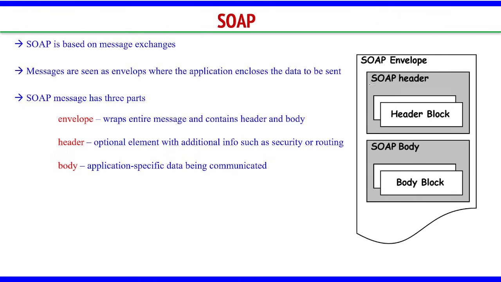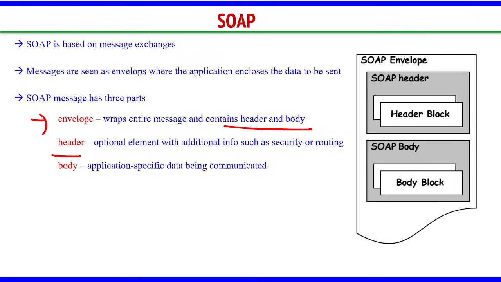In the same context we call it a SOAP envelope. It's a kind of wrapper or cover on top of the message, and inside there are 2 blocks. One is the header block, the other is the body. Messages are seen as envelopes where the application encloses the data to be sent. Whatever data I want to send is enclosed in an envelope. It has 3 parts. The envelope wraps the entire message, which contains the header and the body. Then the header is an optional element with additional info such as security or routing.